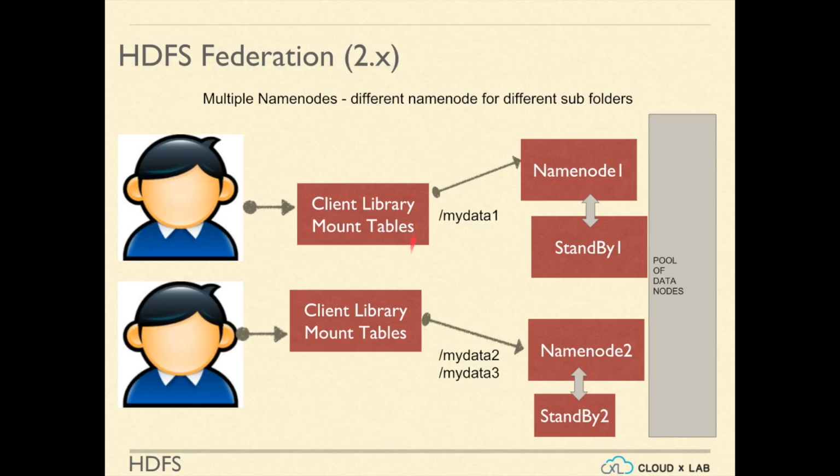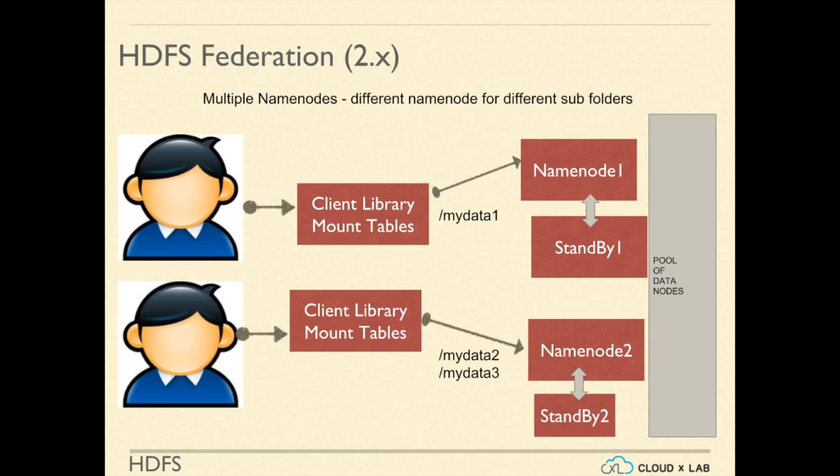This distribution is done by maintaining a mapping between folders and name nodes. This is known as mount tables. In this diagram, the mount table is defining /mydata1 folder is in name node 1 and /mydata2 and /mydata3 are in name node 2. Mount table is not a service. It is a file kept along with and referred from the HDFS configuration file.